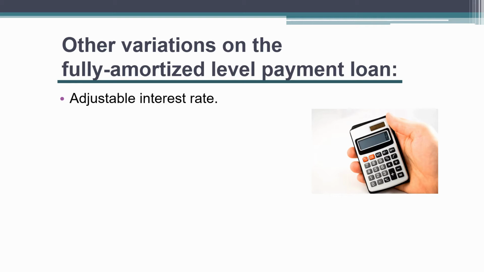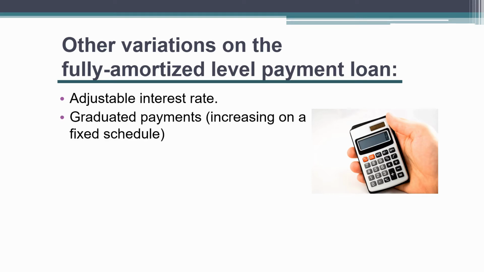Now, there are many other variations on the fully amortized level payment loan. For example, our loan might have, instead of a fixed rate, an adjustable interest rate. The rate might adjust once a year. It alternatively might not adjust at all for the first 5 years and then begin adjusting thereafter. There are many arrangements that can be made here. Generally speaking, adjustable interest rate loans carry lower initial interest rates than fixed rate loans do, so they may be attractive to some borrowers.